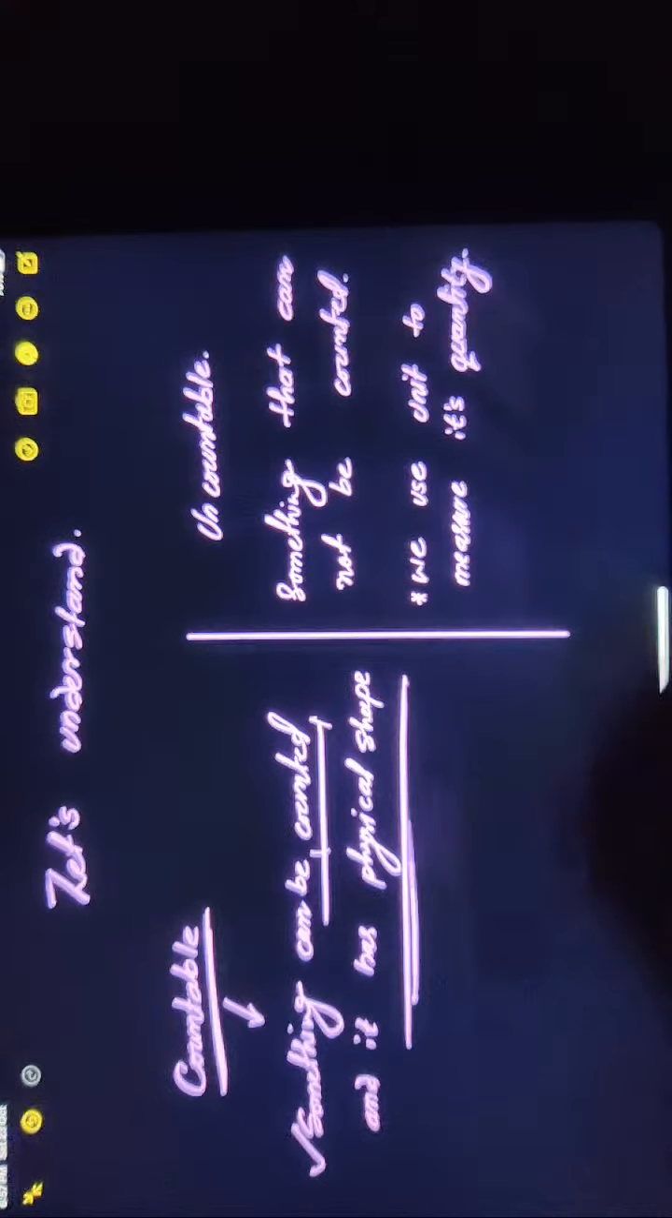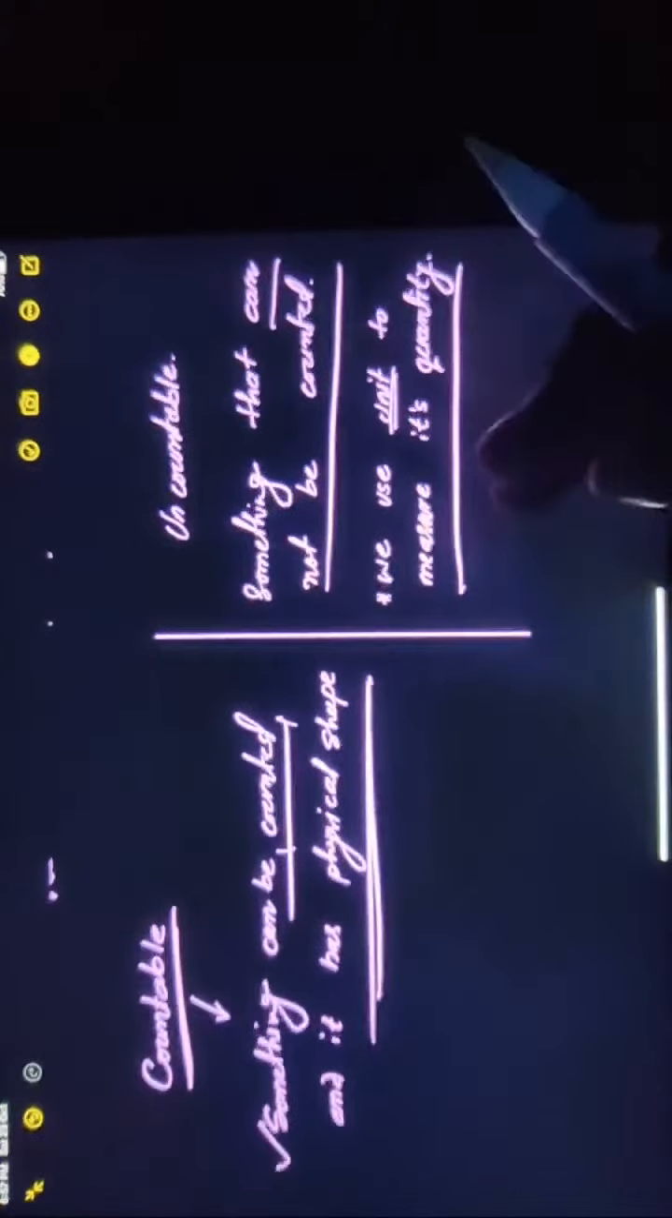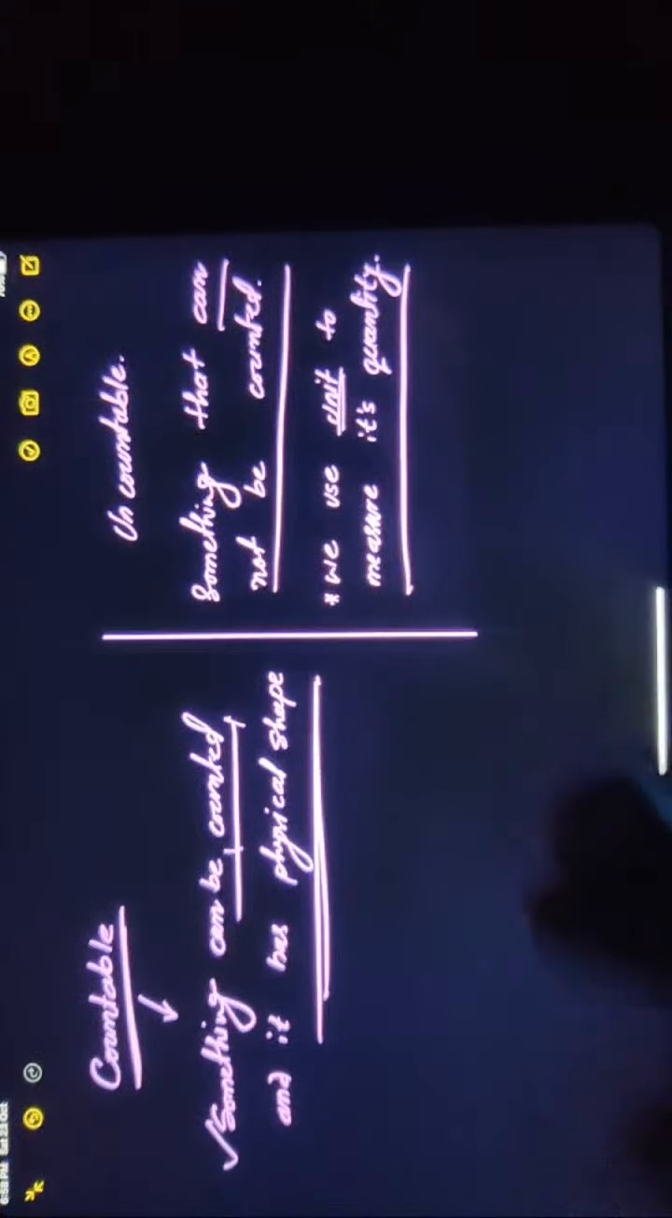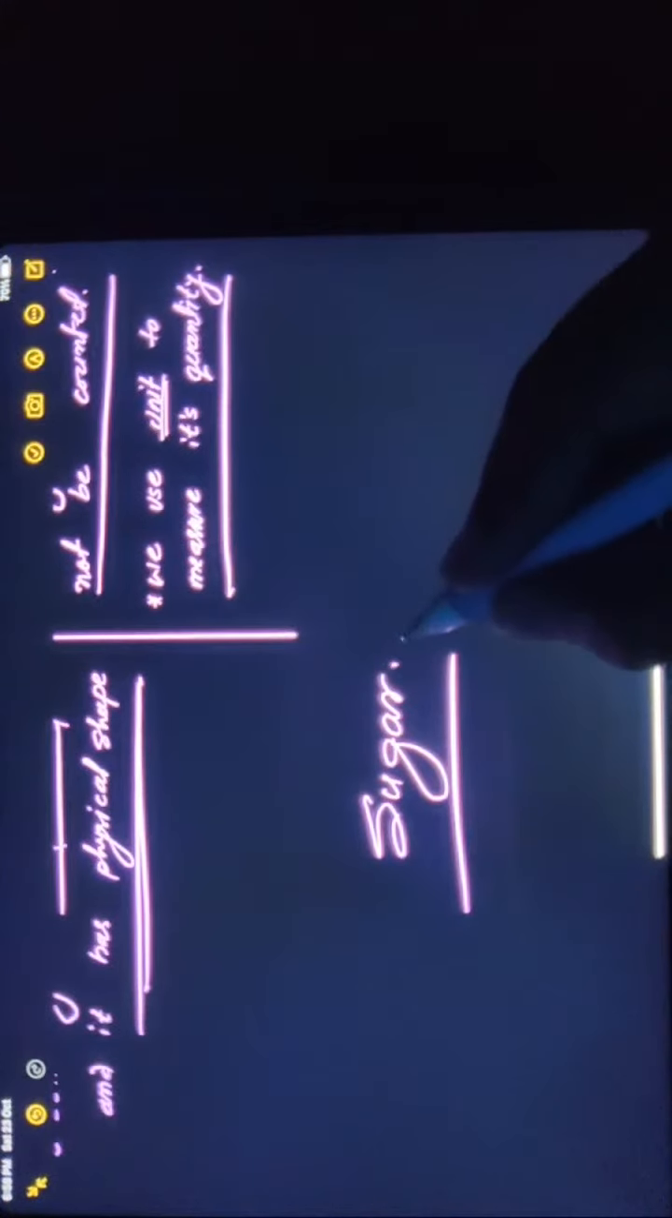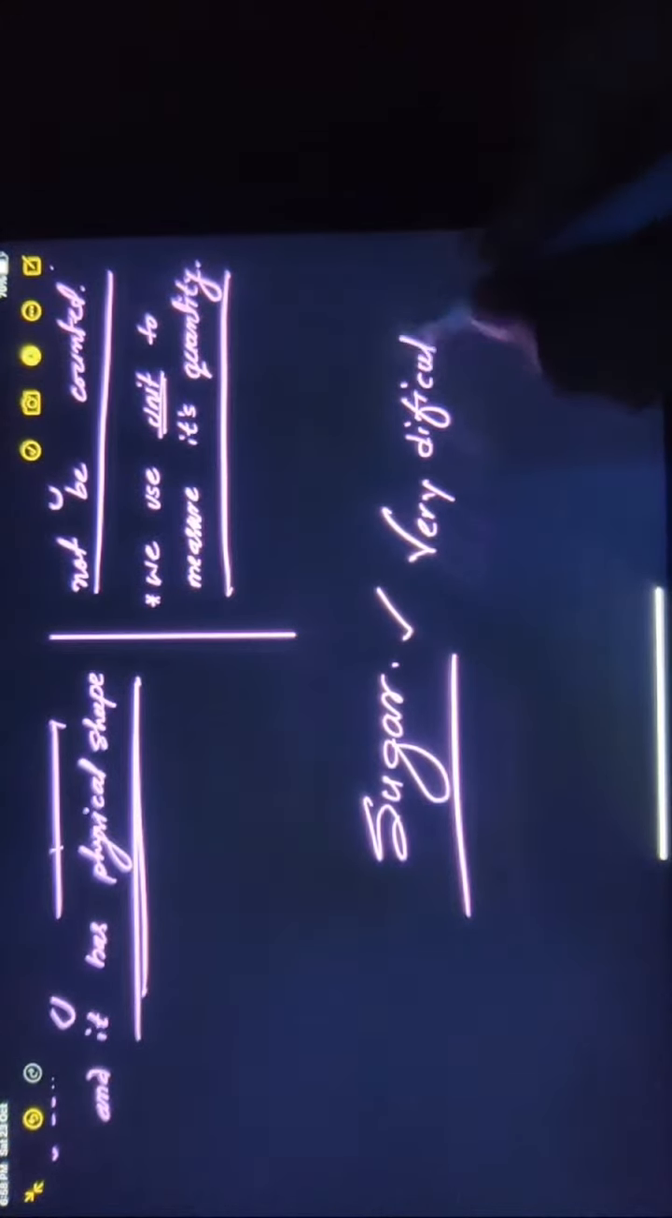And it has a physical shape. That means a countable noun has a physical shape. Whereas an uncountable noun cannot be counted. You cannot count these things. Yes, we use units to measure some of the uncountable nouns, but you cannot count them. For example, many people say that I can count sugar. But yes, you can count it, but it's very difficult. Yes, if you want, you can, but it's very difficult.